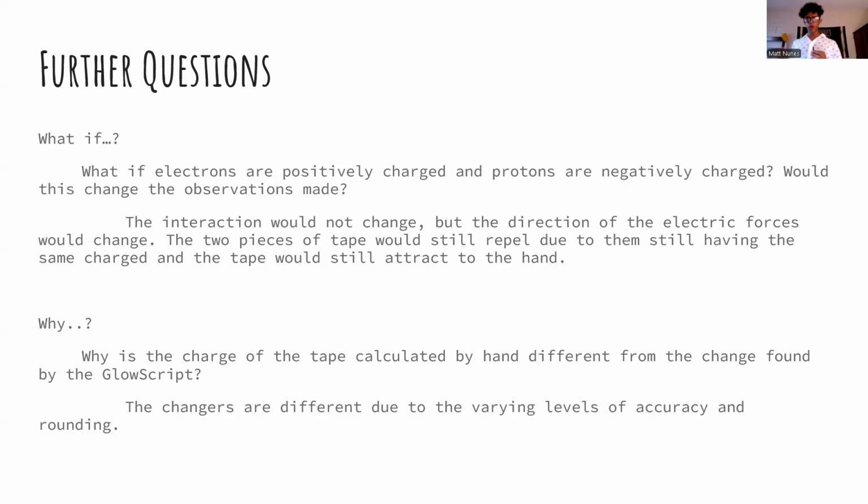And then the why question: why is the charge of the tape calculated by hand different than the charge found by the GlowScript? They're different because there are varying levels of accuracy and rounding in the computational model and by hand.